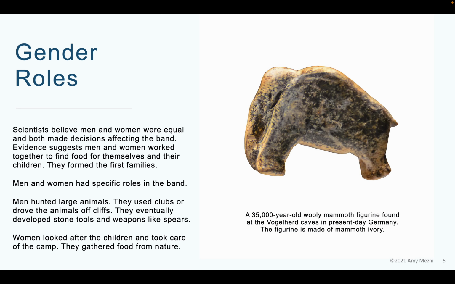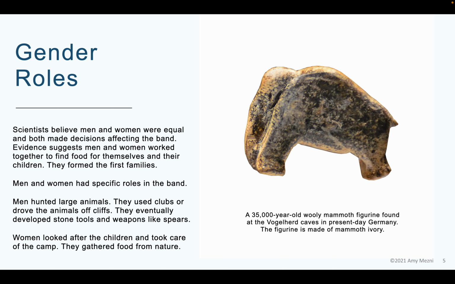One of the interesting things that archaeologists have learned about the past is that men and women were essentially equal and made decisions together affecting the entire band. Some evidence suggests that they worked together to find food for themselves and their children. This was the first formation of what we see as families.